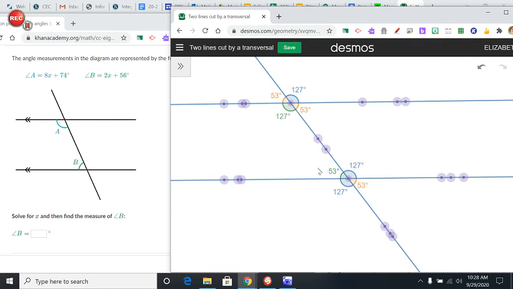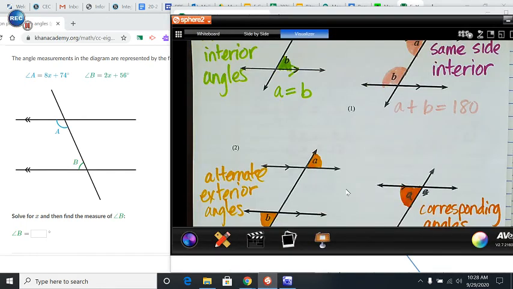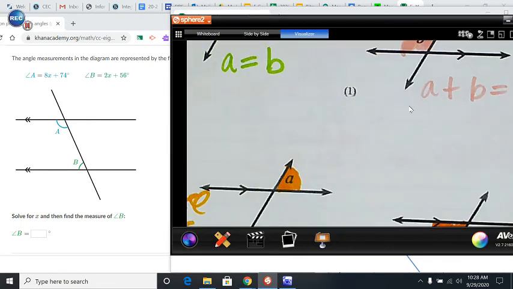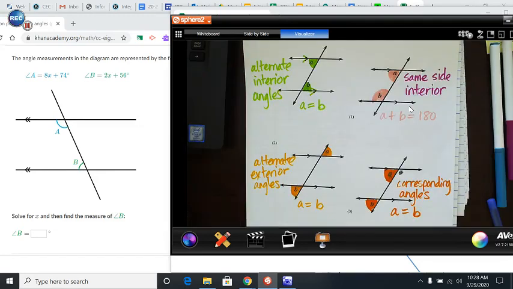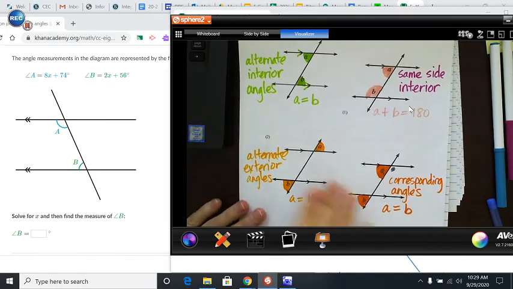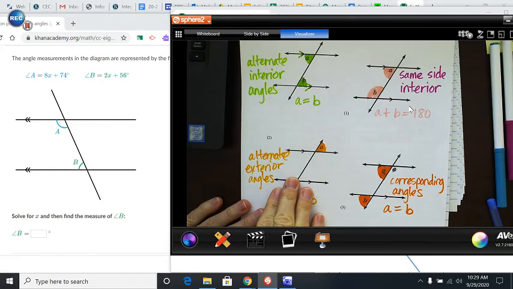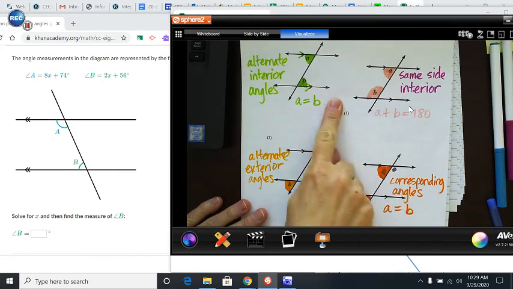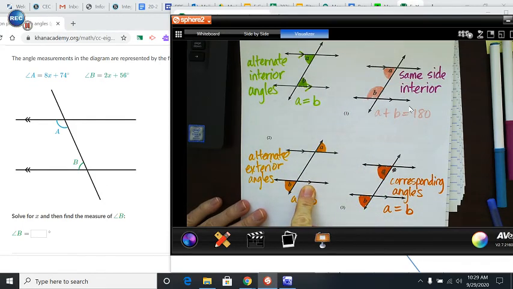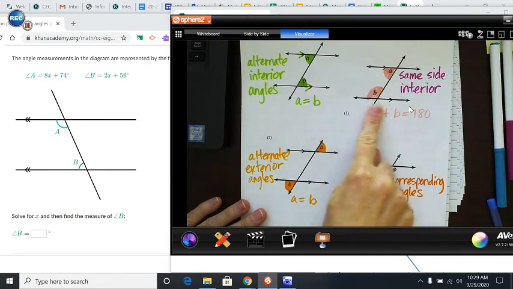Those are not equal. If the lines are parallel, these are called same side interior angles. And by the way, you should have this from a previous lesson, and I can post this picture in this folder to help you. These are the three types you're going to see. There are more types, but these are the main ones you're going to see.